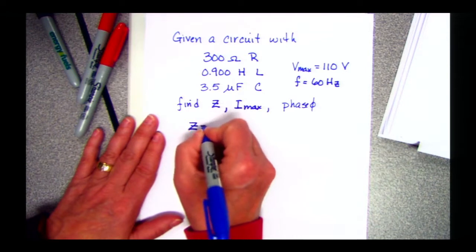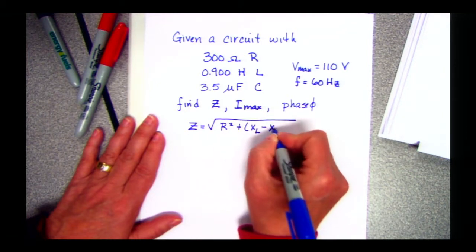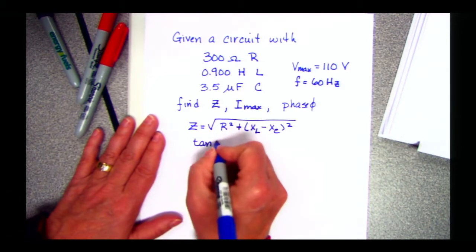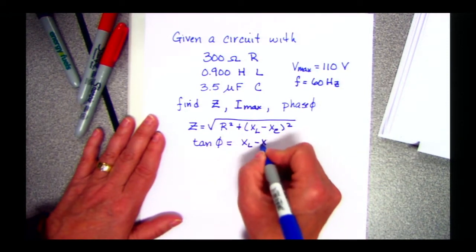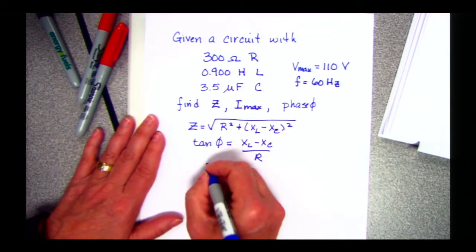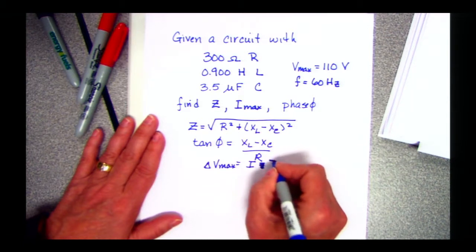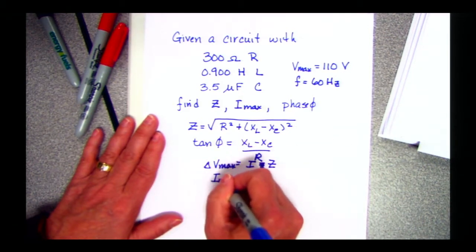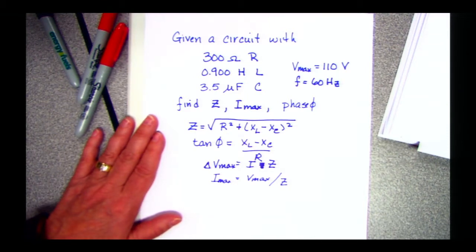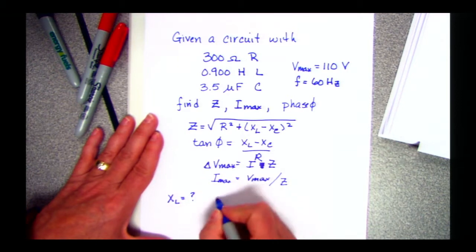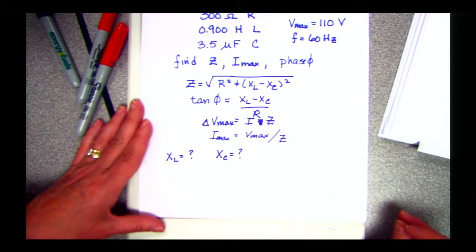So we just defined impedance as the square root of R squared plus (XL minus XC) squared, and our phase angle as XL minus XC over R, and my voltage max is going to equal I max times Z. So my max current is going to equal my voltage max divided by Z. To do the problem, I have to know what XL is equal to and what XC is equal to, my reactance associated with my inductor and my reactance associated with my capacitor.